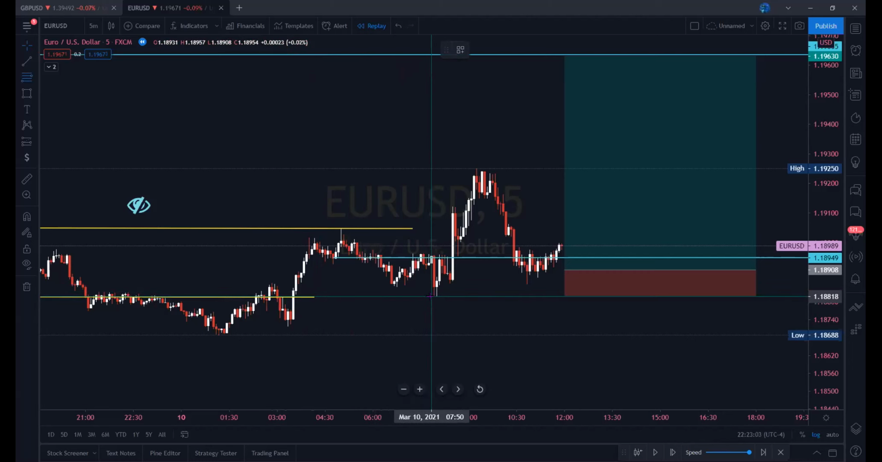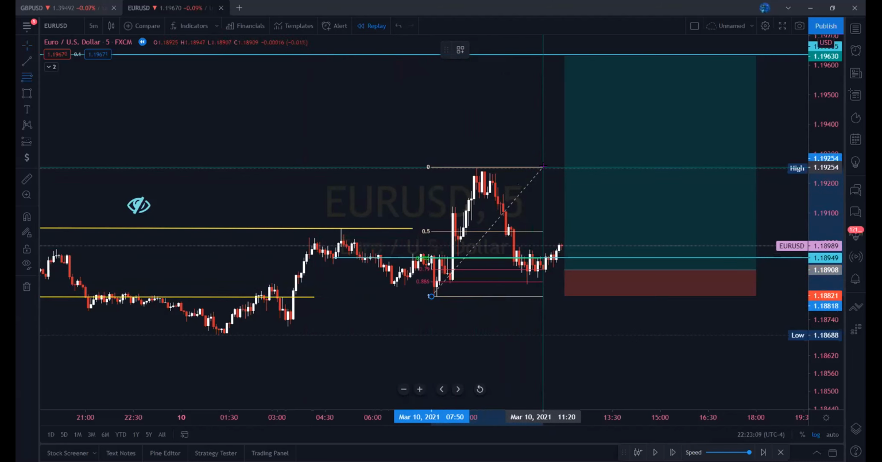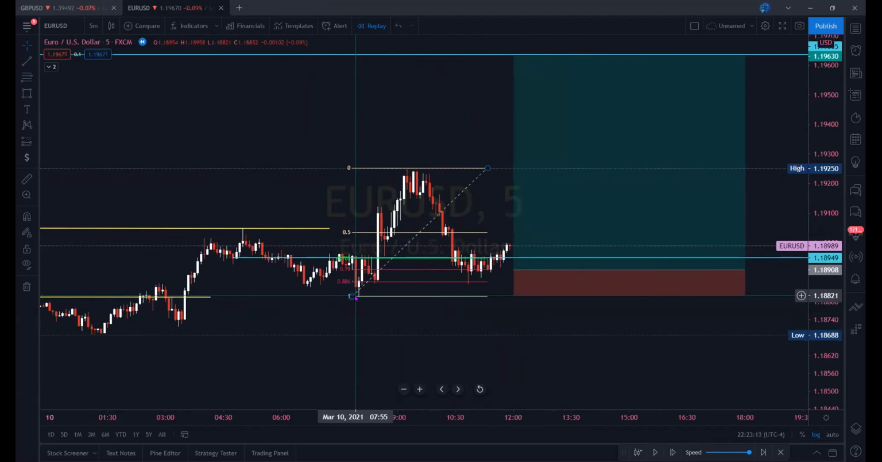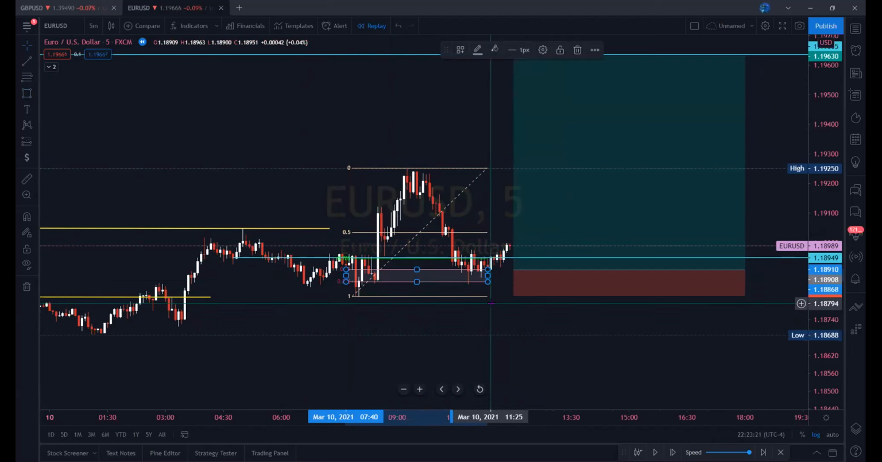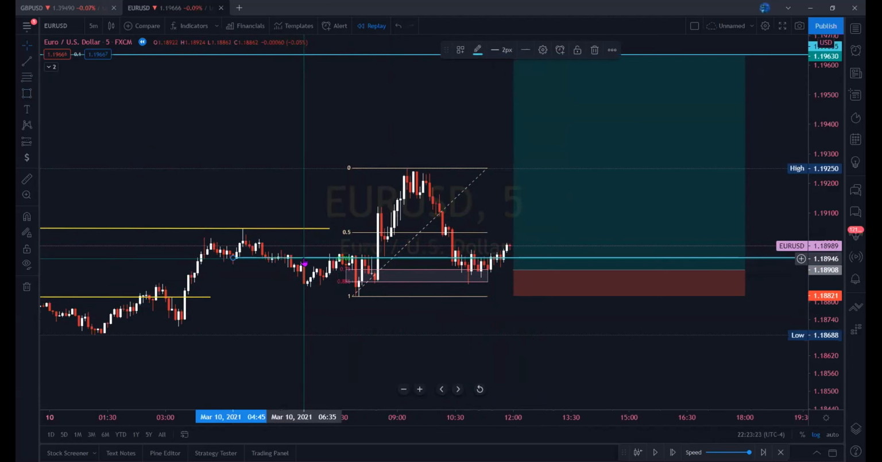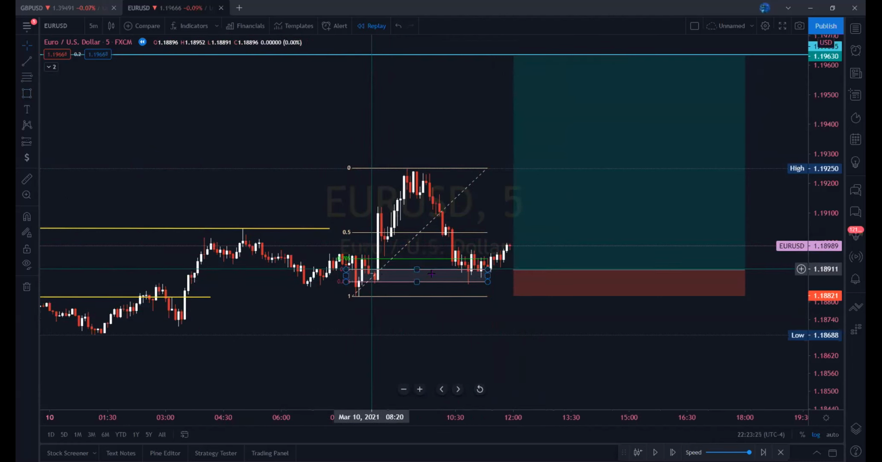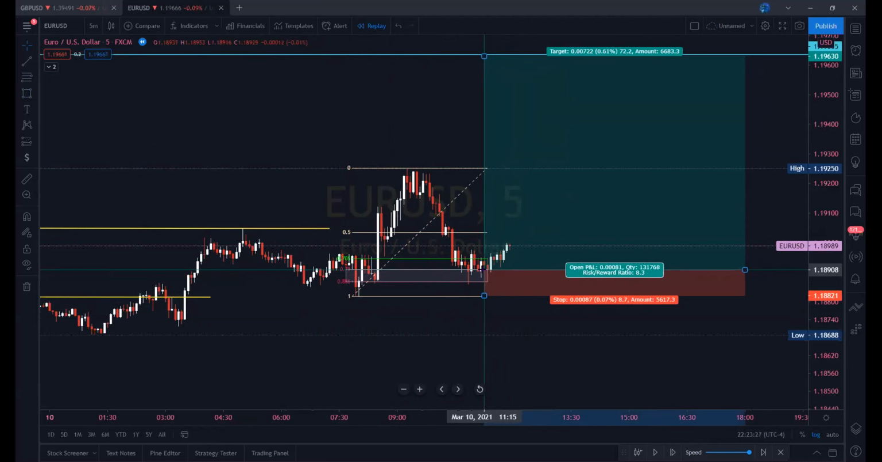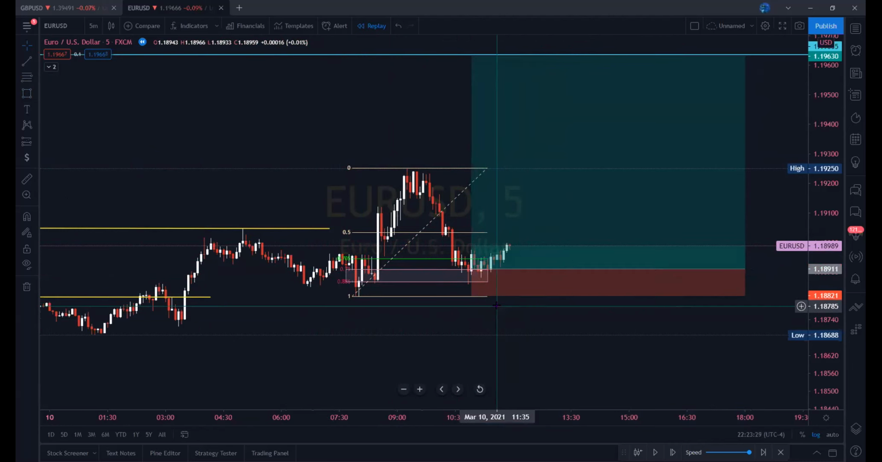Now, if we take our fib, I'm going to take it from the wick. I'm going to extend it outward. So I'm going to put it from here to here. And where am I looking to enter? I'm looking to enter at the 79 to the 88.6 level, right? You can use 70.5 if you would like, but I'm going to enter at 79%.